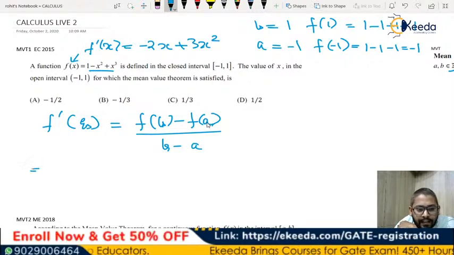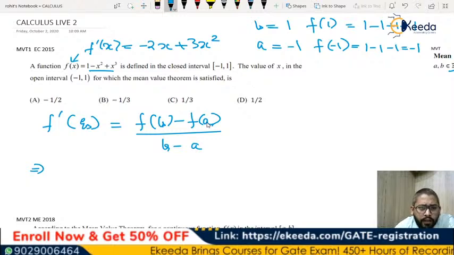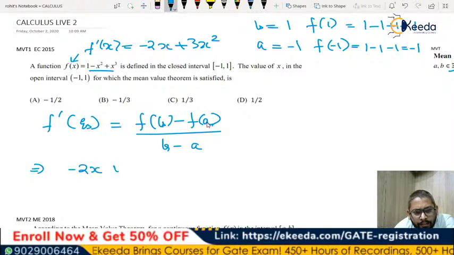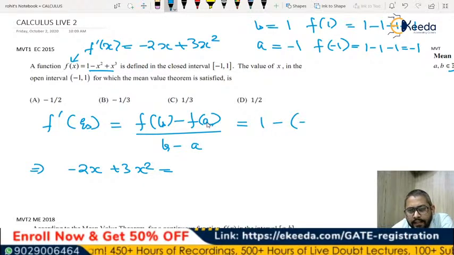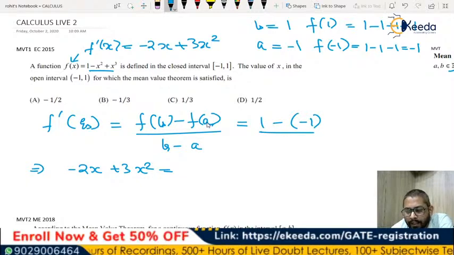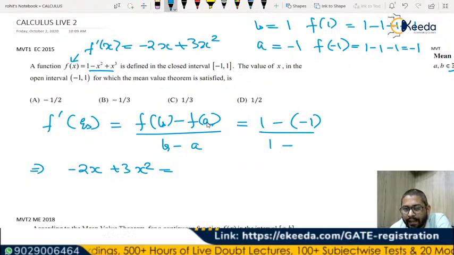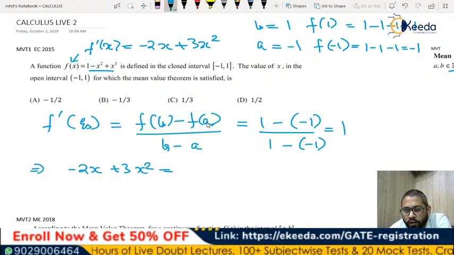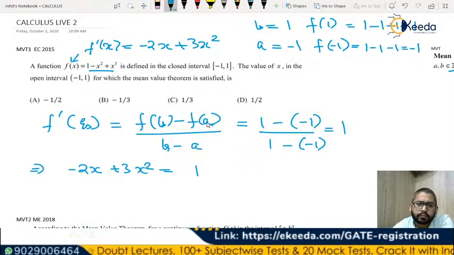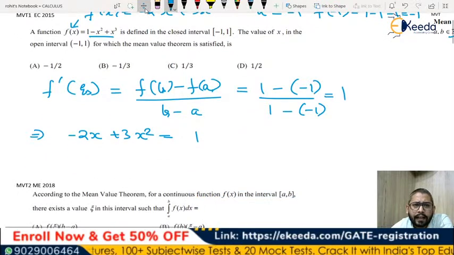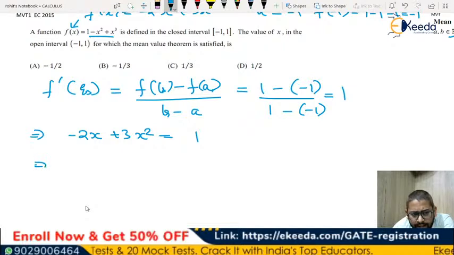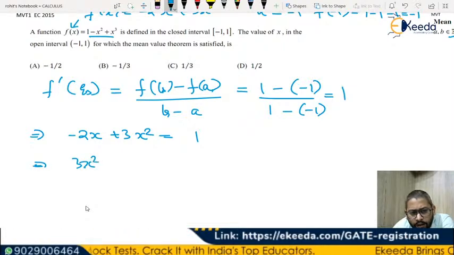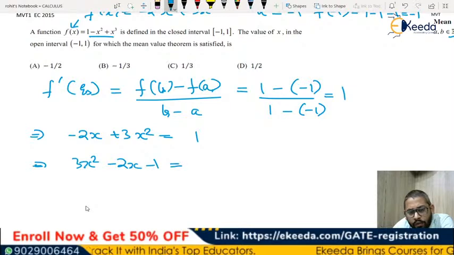So in that case, let's put it in terms of x only. We are going to get minus 2x plus 3x square is equal to f of b. So it is going to be, I'm writing it here, 1 minus of 1 divided by b. What is b? b is 1 minus a. a is minus 1, so this is overall going to be 1. So I'm writing it like this. Now, what we are getting is a second order equation, which is 3x square minus 2x minus 1 equal to 0.